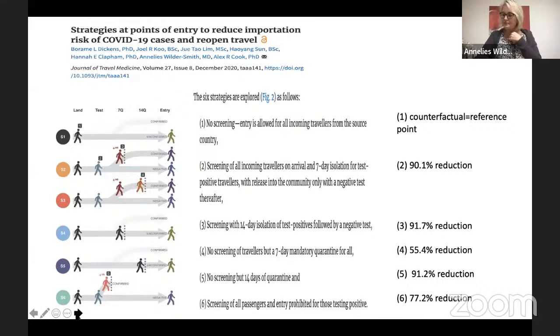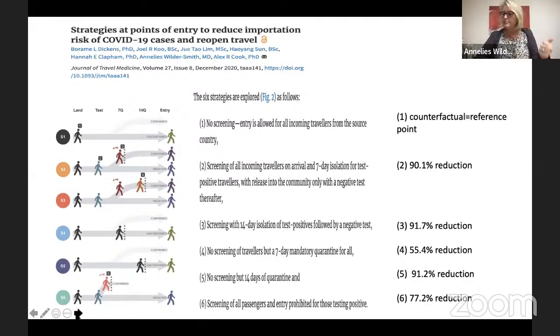In this study, my research team looked at the differential reductions in importations compared to not doing anything. Not doing anything is called the counterfactual. We studied 5 possibilities against the counterfactual, and the counterfactual is number 1. So we modeled testing. Testing means screening, so doing PCR testing.